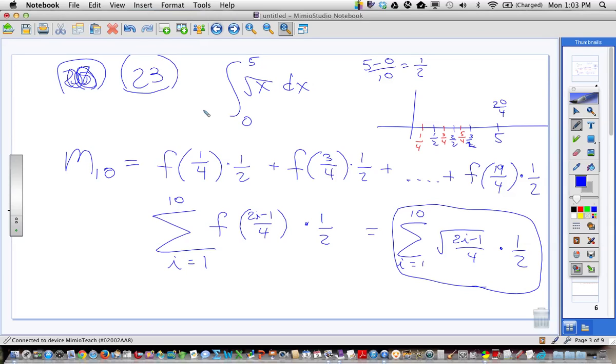I have 10 of them times a width of 1/2. That's a total width of 5. So therefore, this one has to go from 0 to 5. Or I could have plugged a 10 in here. I got 20 minus 1 is 19, 19/4. That's 1/4 away from 20/4. So my right edge must have been at 20/4, or 5. So that's how you can turn this into that.